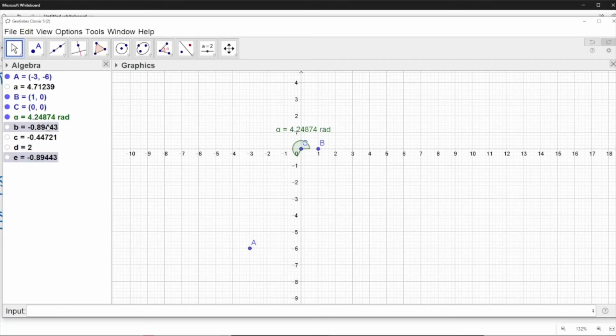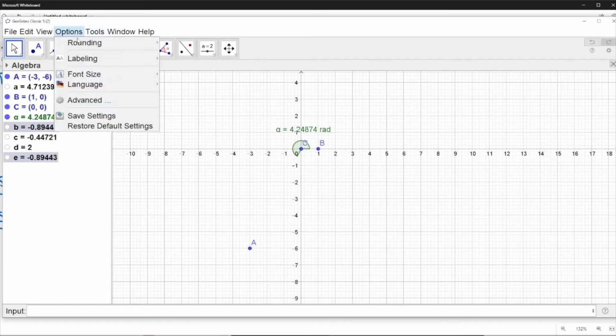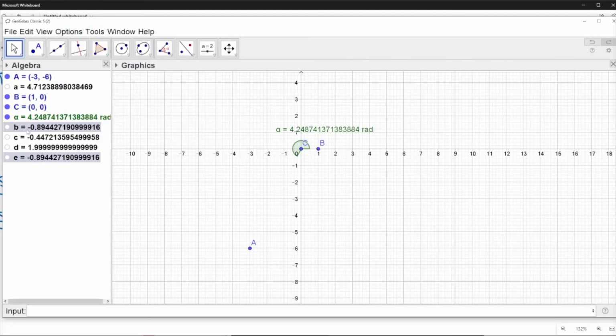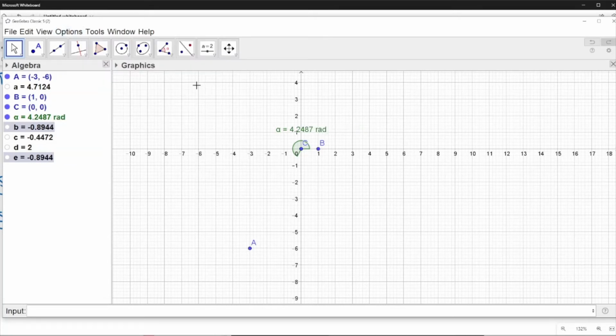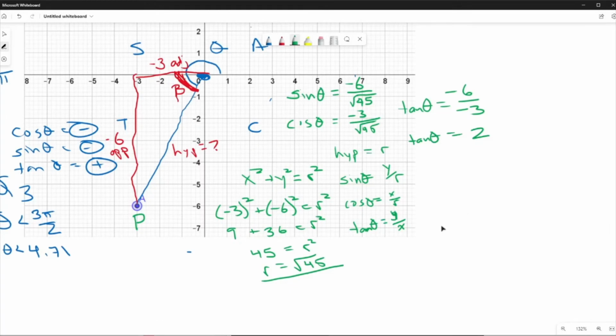Look at that number compared to what GeoGebra says is the sine of alpha, right? And it's not just correct to this, it's correct all the way down, right? We found the exact value of the sine, and we found the exact value of the cos. Cos, we said, was negative 3 over square root 45, which is the same number GeoGebra calculates. Now we have a bit of a problem, though.